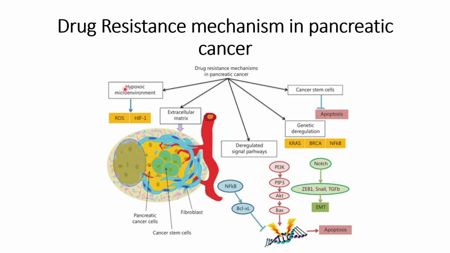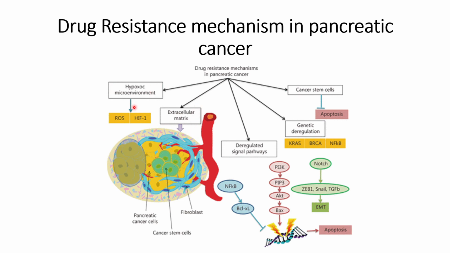So let us start with the first drug resistance mechanism that is used by pancreatic cancer cells to prevent the drug from acting against them. The first one is the hypoxic microenvironment. This means that the tumor microenvironment near the pancreatic cells will have less oxygen available, and this is triggered by reactive oxygen species and HIF1. This will act as a barrier for the drug to target these pancreatic cells.